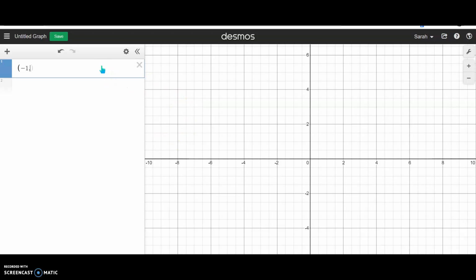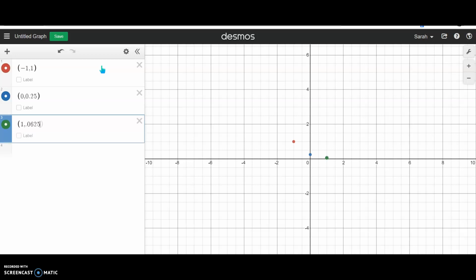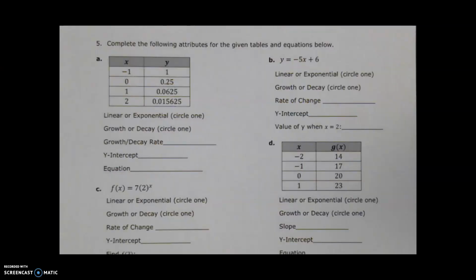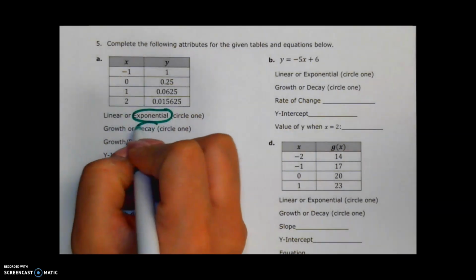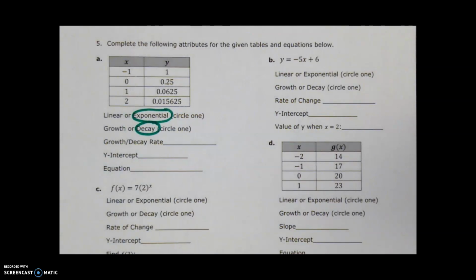I can plot these points, -1, 1, 0, 0.25, right? Let's see, 1.0625. All right, and then I can already see it's making a curve downward. So I know that this is going to be exponential. It's going to be an exponential decay because it was curving downward. So exponential decay.